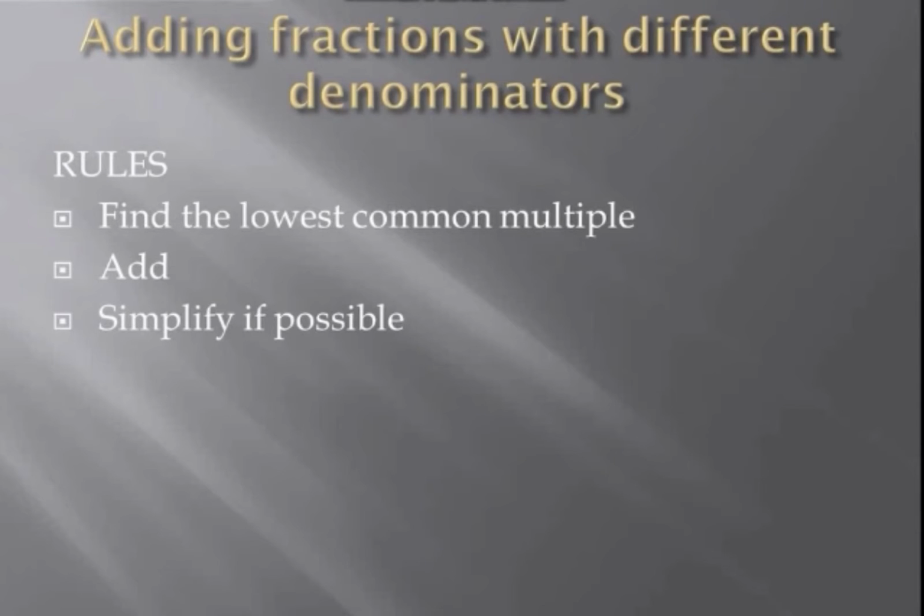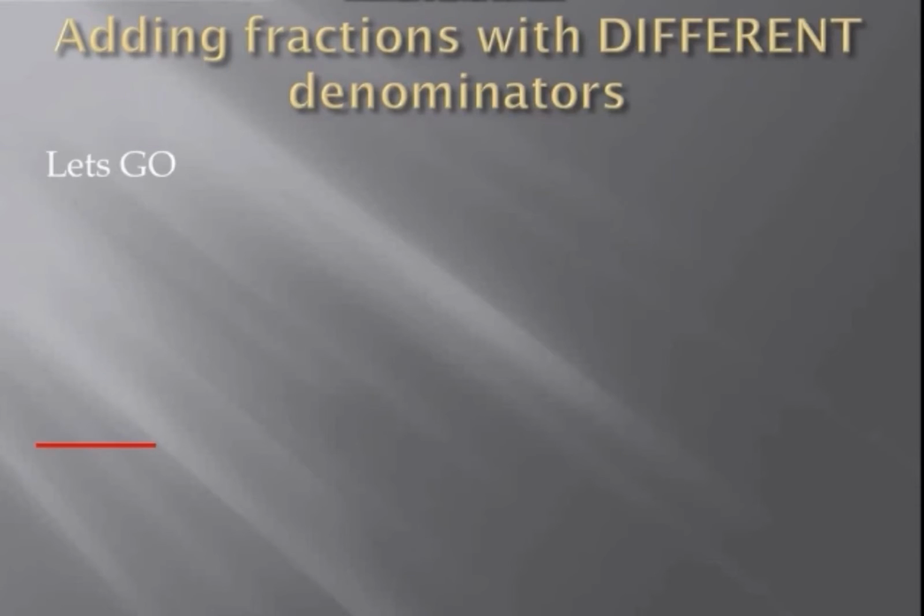There are three steps you can follow when adding fractions with different denominators. The first step is to find the lowest common multiple, add, and simplify if possible. So let's give it a try.